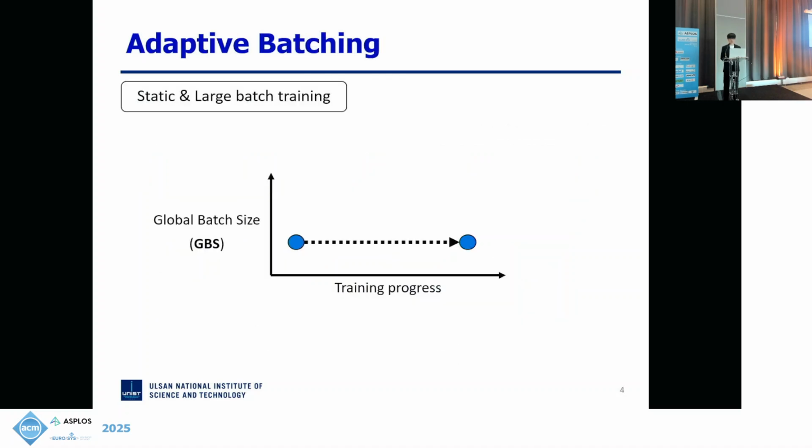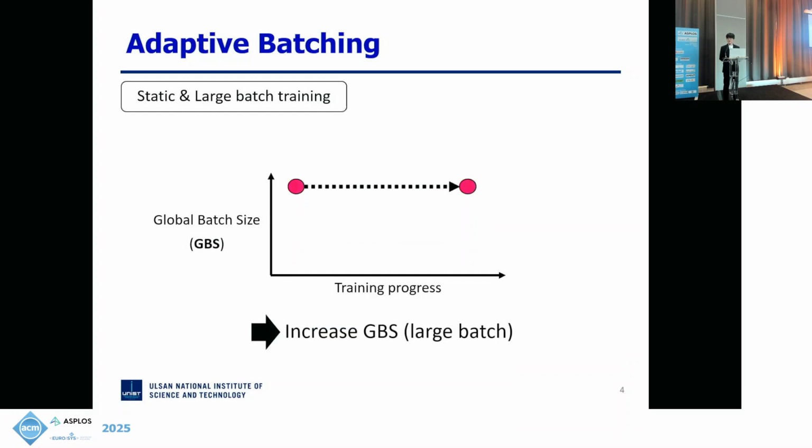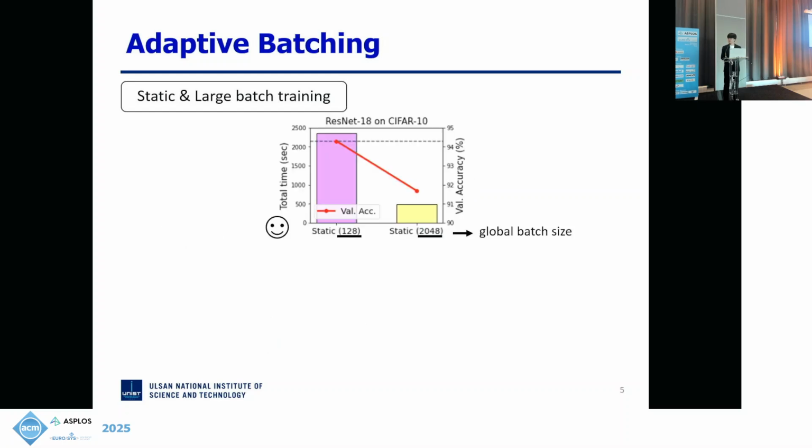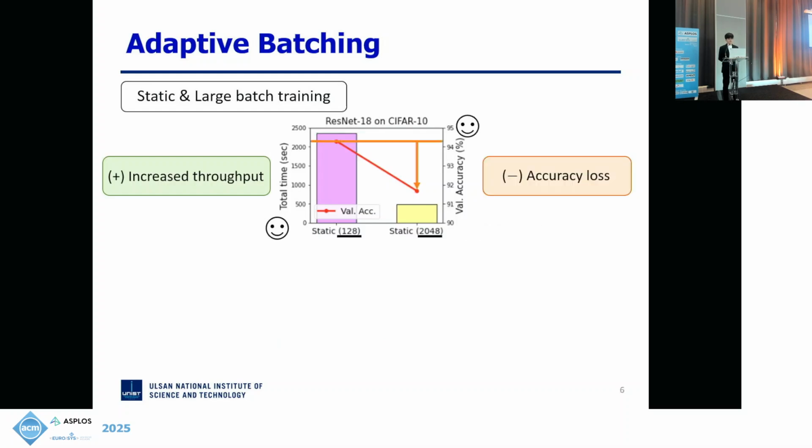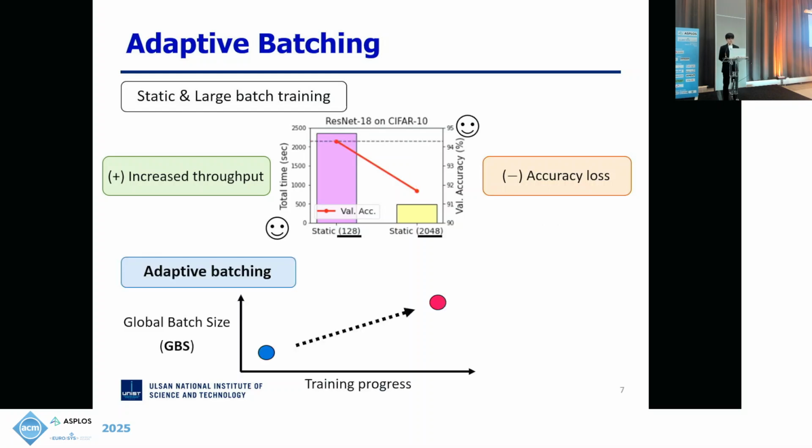So far, fixed GBS has been used during training, which is referred to as static training. As synchronization becomes the bottleneck, large batch training has been applied. As shown in the figure, large batch training can increase the throughput compared to the small one. However, it shows the loss of final model accuracy. Therefore, to address this convergence issue, adaptive batching starts with small GBS, then increases it during training. In the next page, I will introduce prior study on when and how to change the GBS.